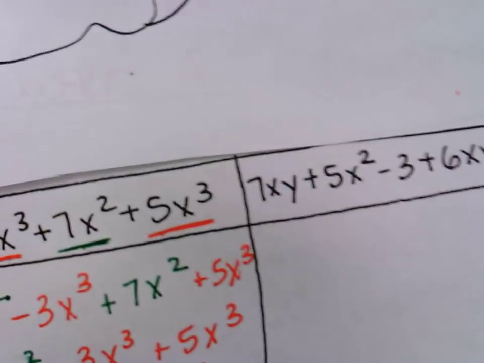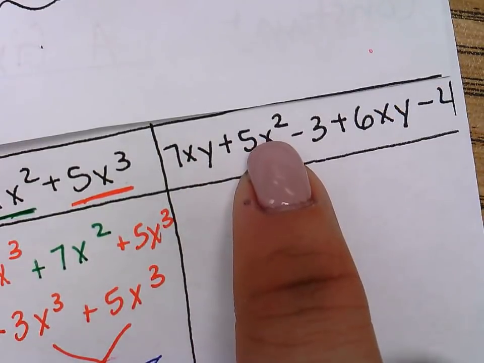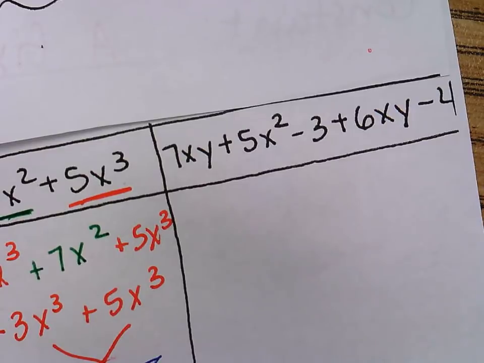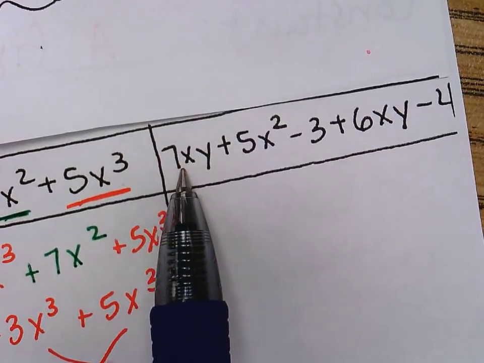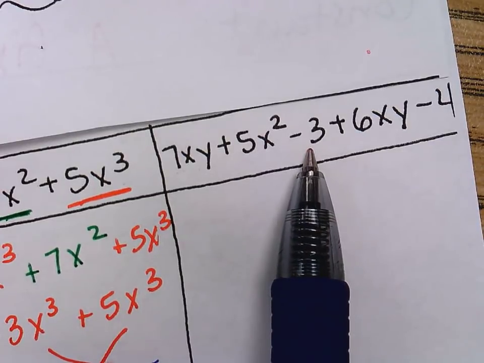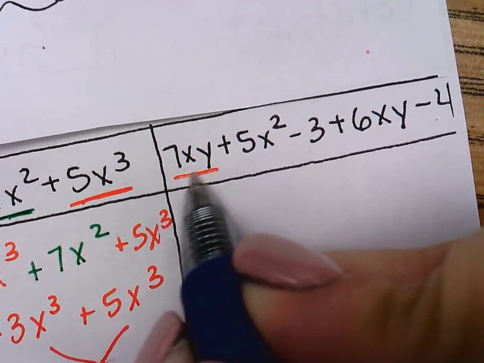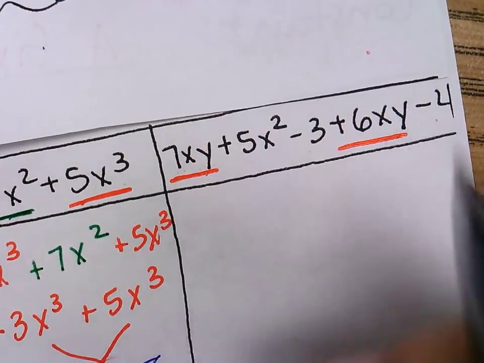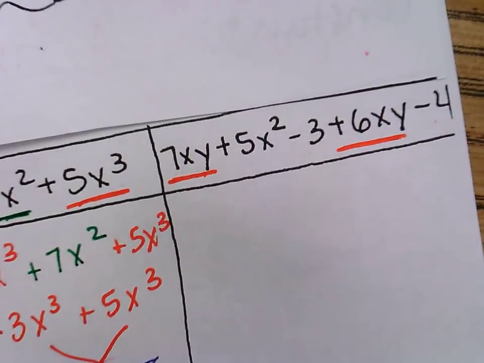And the last one. 7xy plus 5x squared minus 3 plus 6xy minus 4. Multiplication in these problems is the glue. It's what holds it together. So this is 7 times x times y. This doesn't have a y, this doesn't have a y, this does, and this doesn't. So your two families here would be this one and this one. These two match. They have the same variables held together by multiplication and the same exponents.